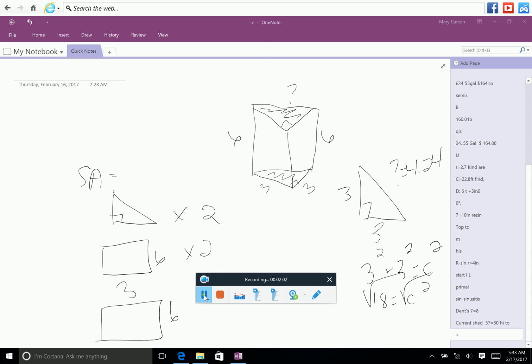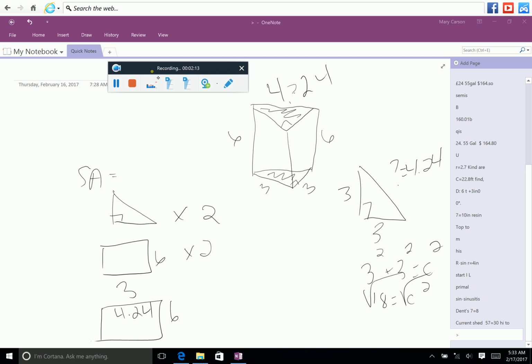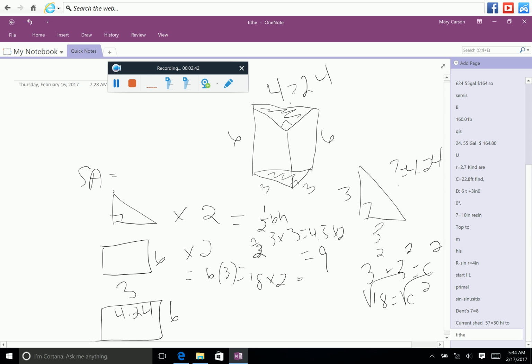Okay, so we have this length now is 4.24. So that means this is 4.24, and there's only one of those. All right. So we have to find the area of this one, which is your 1/2 base times height. So that's 3 times 3, so half of 9. It's going to be 4.5. And then 4.5 times 2 is 9. And then this is going to be a 6 by 3, so that's the area of a rectangle, which is 18. And then multiply that by 2, and you get 36. And then this is going to be a 6 by 4.24.